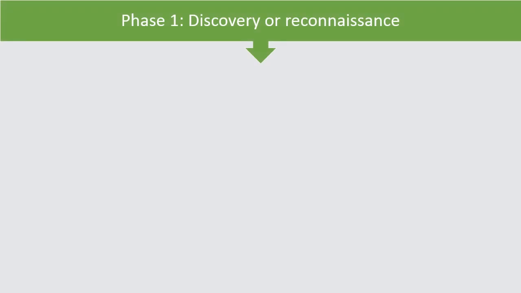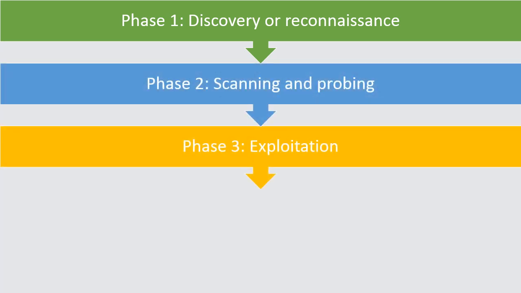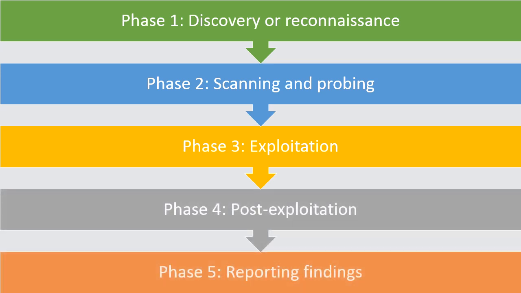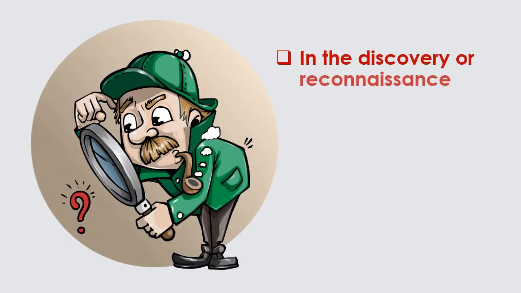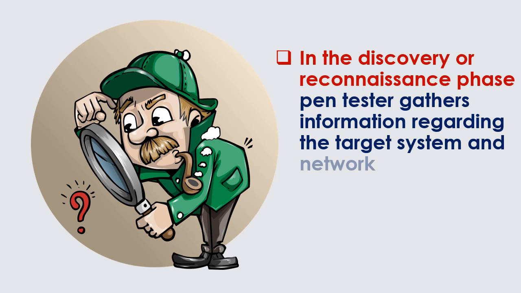Phases of penetration testing are: Phase 1, discovery or reconnaissance. Phase 2, scanning and probing. Phase 3, exploitation. Phase 4, post-exploitation. Phase 5, reporting findings. In the discovery or reconnaissance phase, the pen tester gathers information regarding the target system and network.